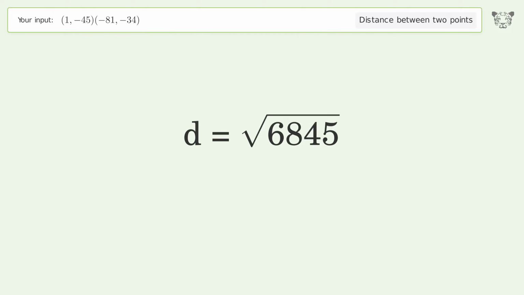And so the distance between the 2 points is the square root of 6,845, or 82.735.